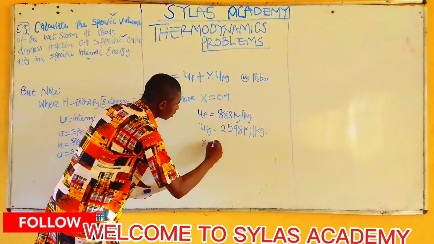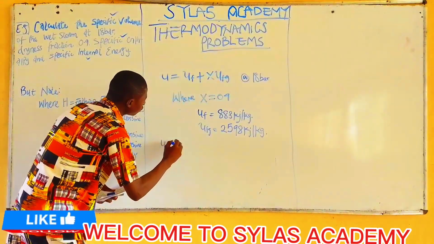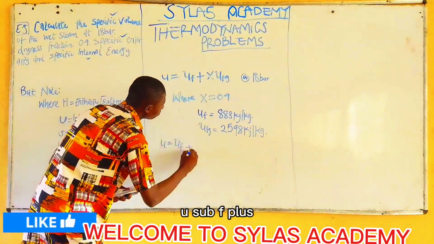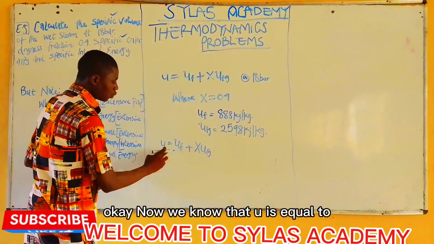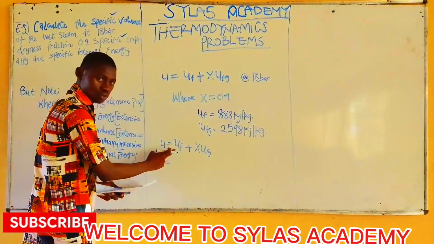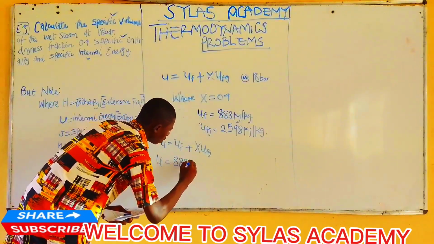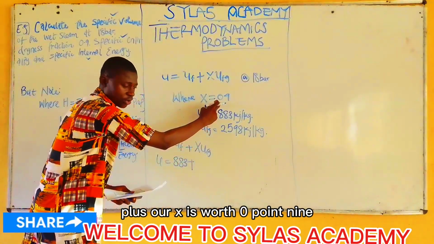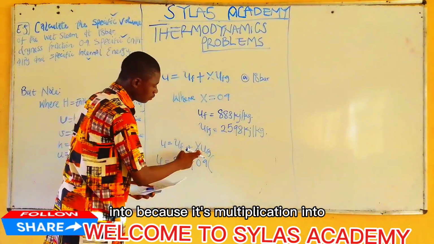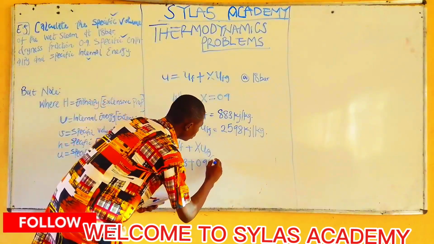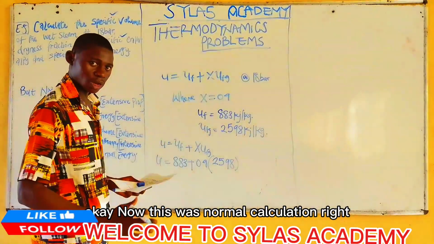But you know that your x is 0.9, you have written x already. Now, using this formula, u is equal to u sub f plus x u sub fg. So u is equal to 883 plus 0.9, because it's multiplication, into u sub fg, which is 2598. Okay, now this was normal calculation, right?